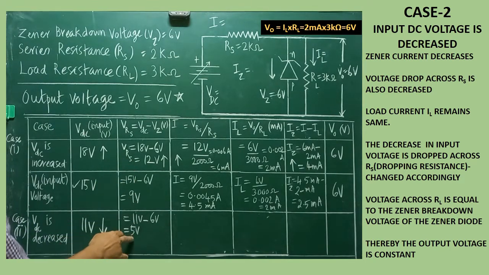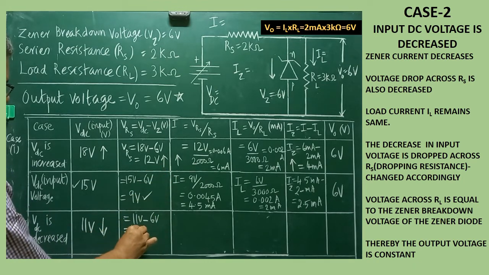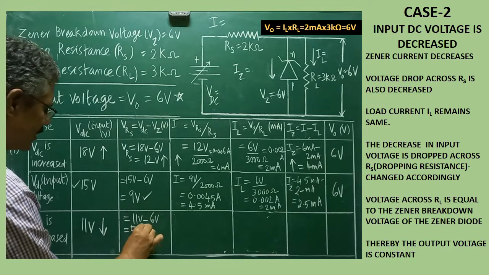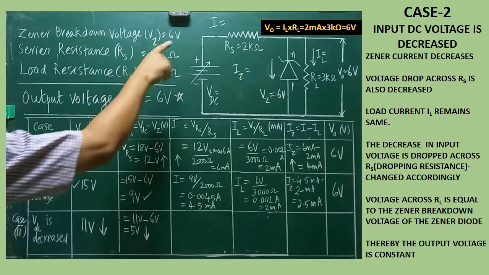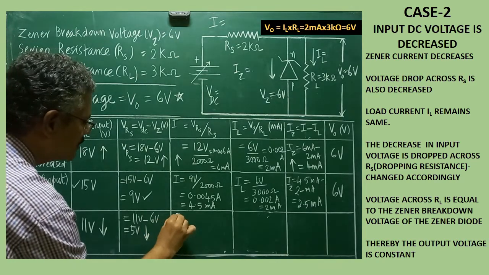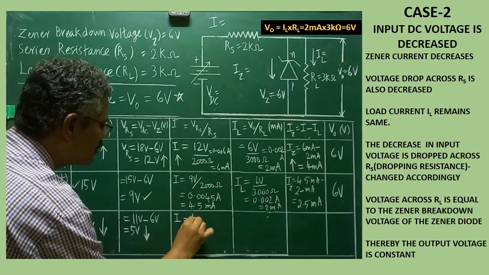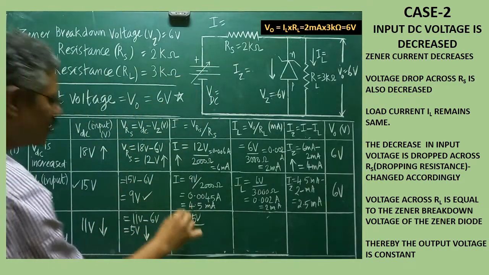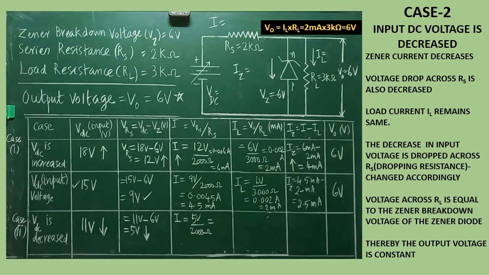So now look at the voltage drop. What happened compared to this value? Compared to this value, the voltage drop across RS is reduced. Now we are going to calculate how much amount of current is flowing through the RS, that is total current. How to calculate this? I is equal to 5 volt and then resistance value is 2 kilo ohm, that can be written as 2000 ohm. 5 volt divided by 2000 is how much? 0.0025.